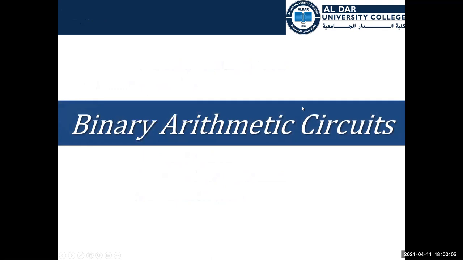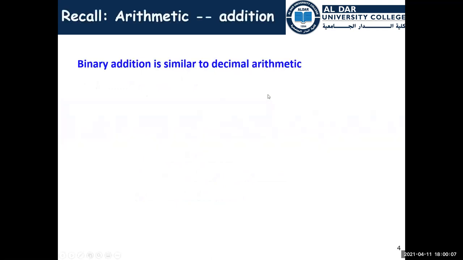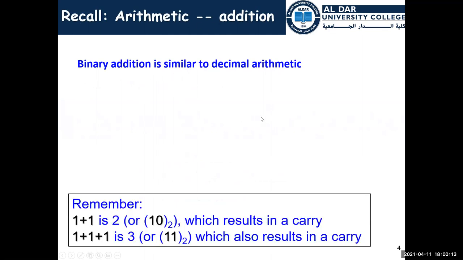Binary arithmetic circuits. The first thing we will talk about is addition. Binary addition is similar to decimal arithmetic. It's like if you say 1 plus 1 is 2, and 2 is represented by 1, 0 in binary. 1 plus 1 plus 1 is 3, and 3 is represented by 1, 1 in binary. So this is exactly the same as decimal operations.